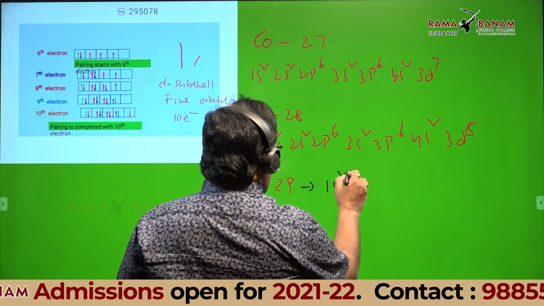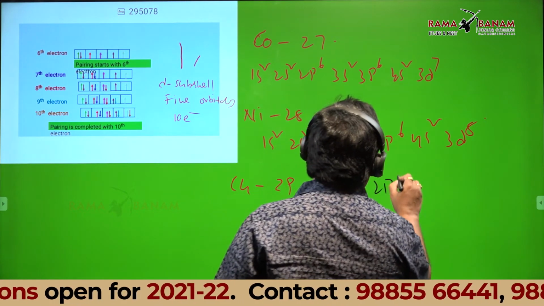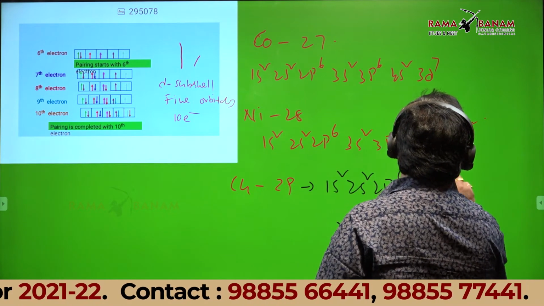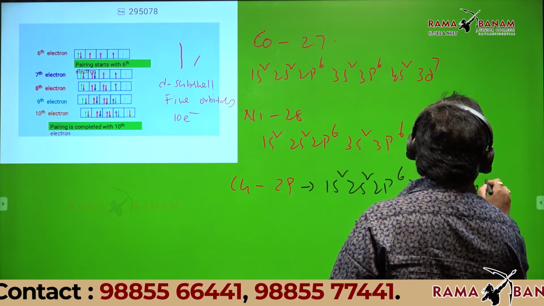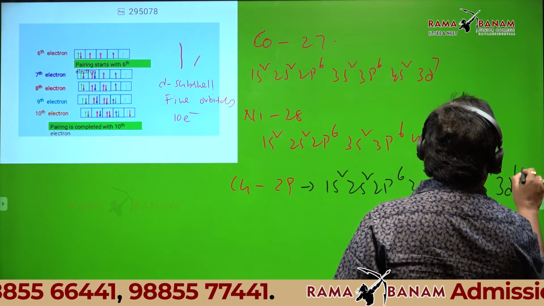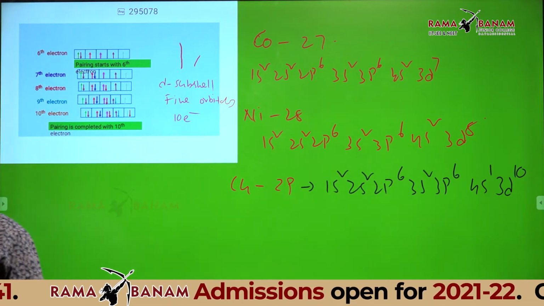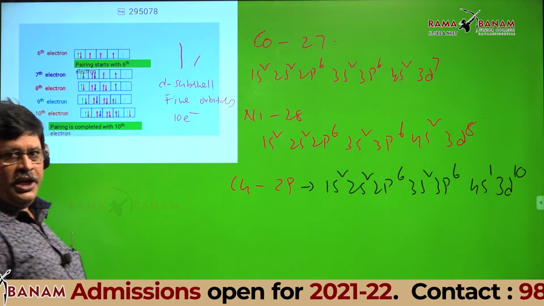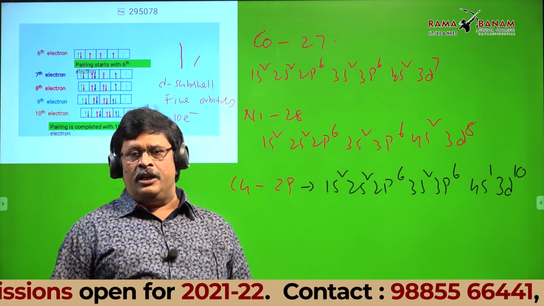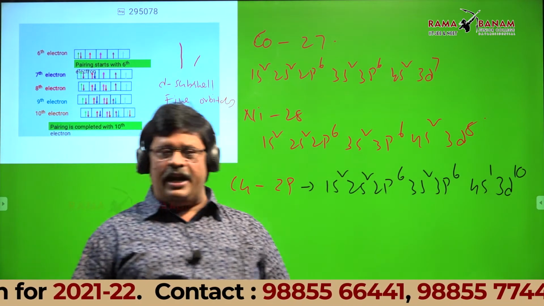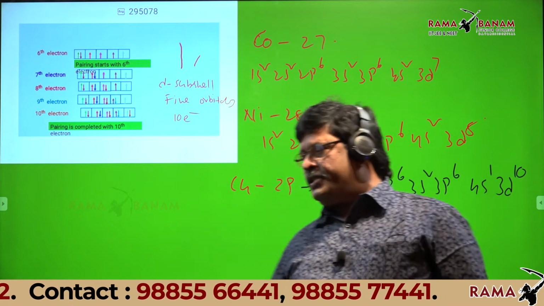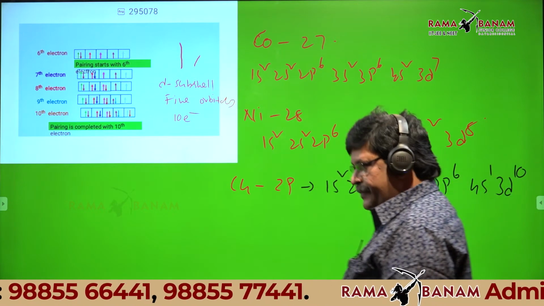1s2, 2s2, 2p6, 3s2, 3p6, 4s. Actually it should be 4s2, 3d9, but it is 4s1, 3d10 due to completely filled orbitals. Is it okay? Zinc.